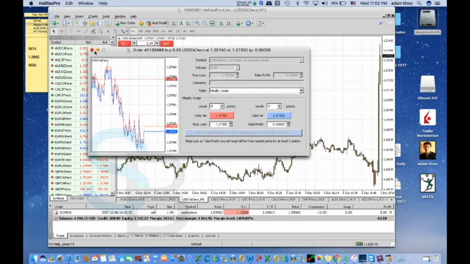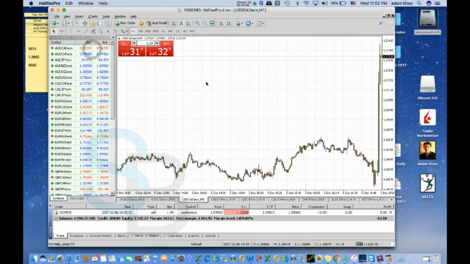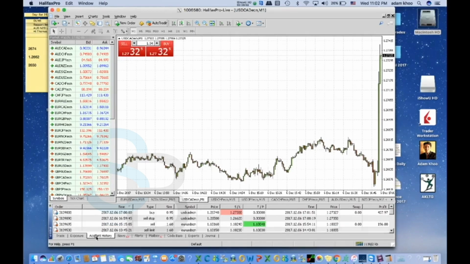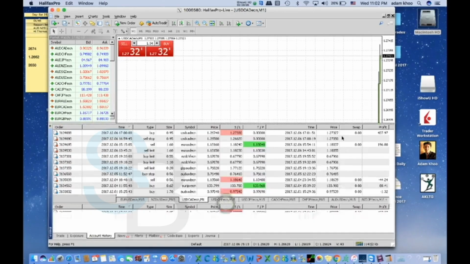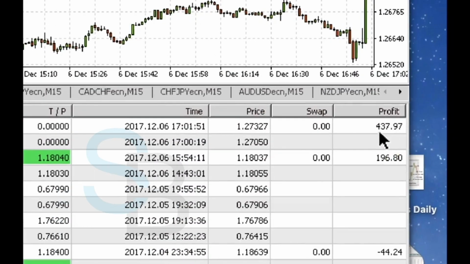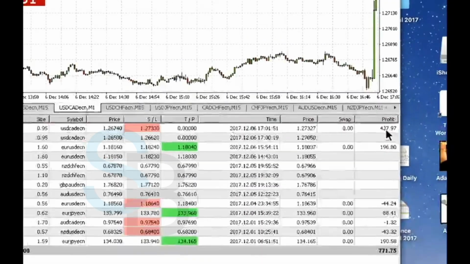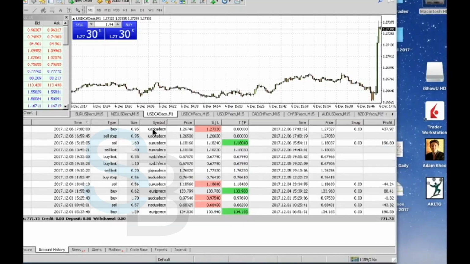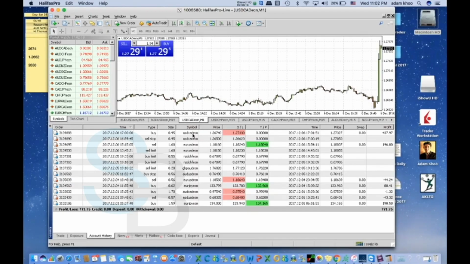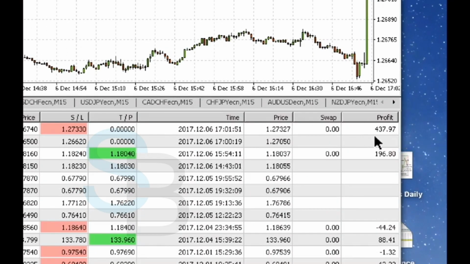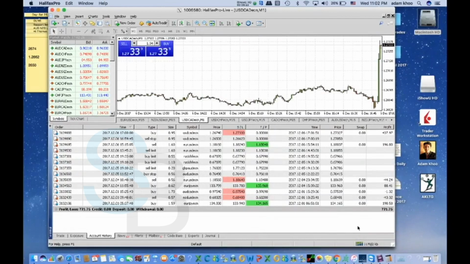Okay, I got stopped out. All right, so I'm out of the trade, and you can see what my profit is. Let me pull up my P&L right now. So I made a profit of $437 on this dollar Canadian trade, and I made $400 profit in just 1 minute. Right, in 1 minute I made $400. Okay, so that was a pretty good trade.